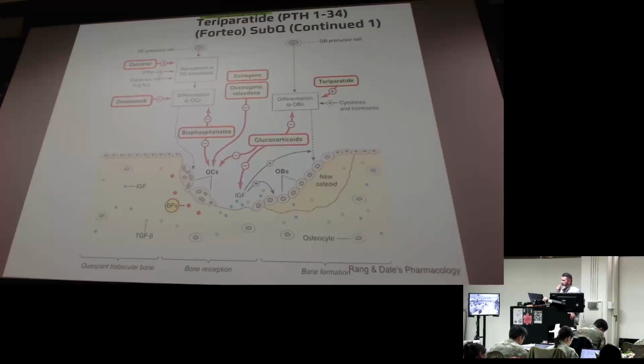Okay, so this is just pointing out, it's the same slide, but notice where teriparatide is over there below the osteoblast precursor, because this is the only one that's building bone, working on the osteoblast. All the other medications, including the bisphosphonates, as we're discussing, work over on the osteoclast side, preventing bone resorption.